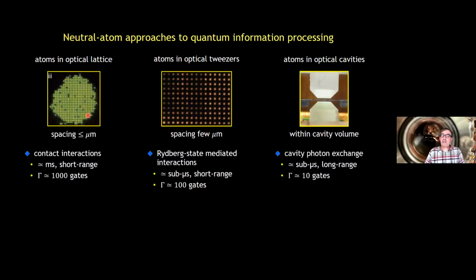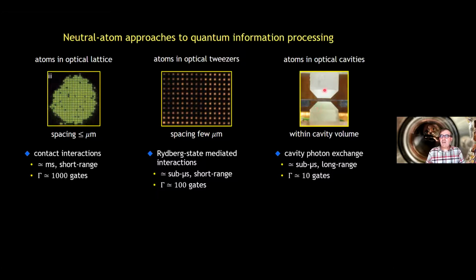The atoms in optical lattices are different. Here we end up relying just on ground state atoms that overlap in a single trap and interact with one another. The interaction energies are very small, so the gates are very slow. They take milliseconds. But we do have the advantage that the coherence is very long, so we can effect very many gates before something untoward happens.